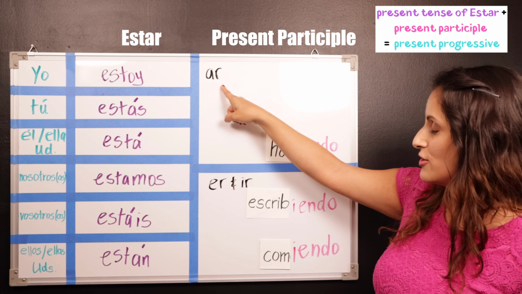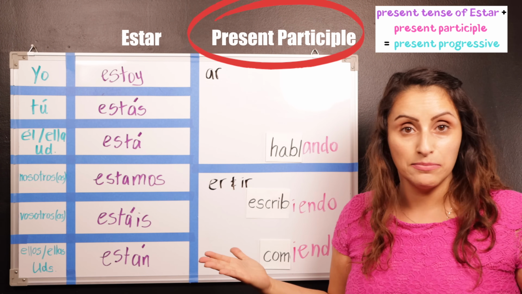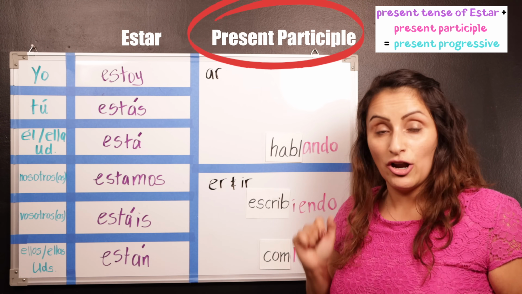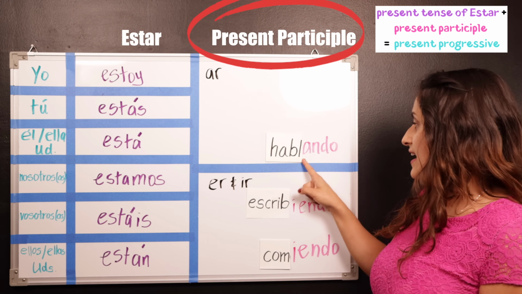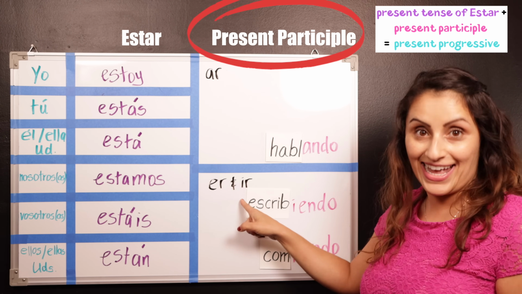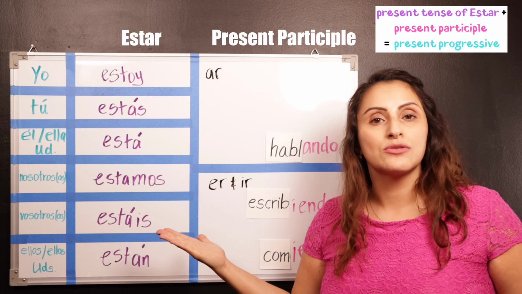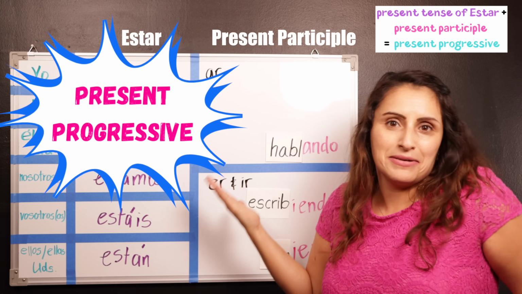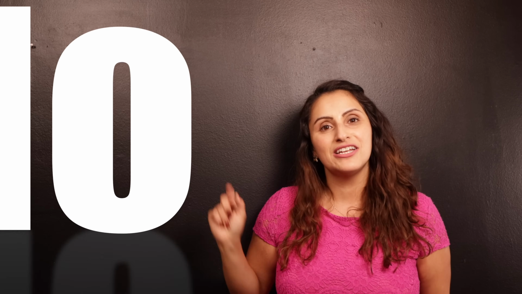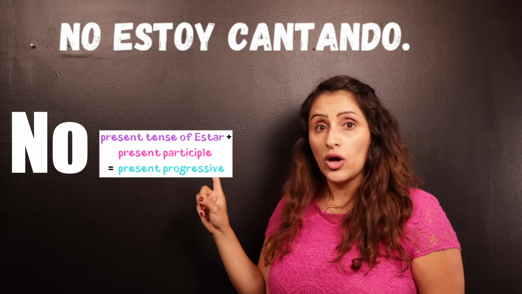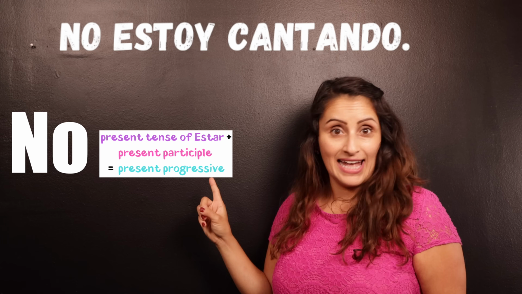Then we use either the AR, ER, or IR participle, which is basically we take the infinitive, we get rid of the AR, ER, or IR, and we add ando for AR verbs and yendo for ER and IR verbs. And that's what you do to talk about the things that you're currently doing in this moment, or somebody else's. So to say that something is not happening right now, you put the no in front of the verb estar.